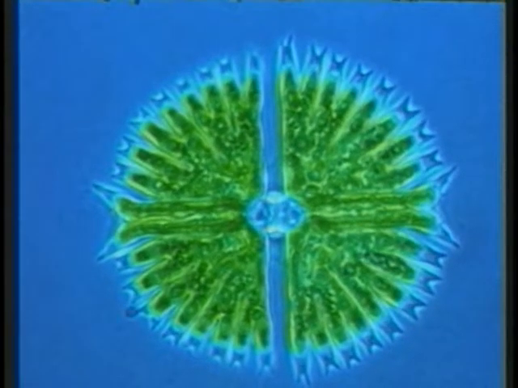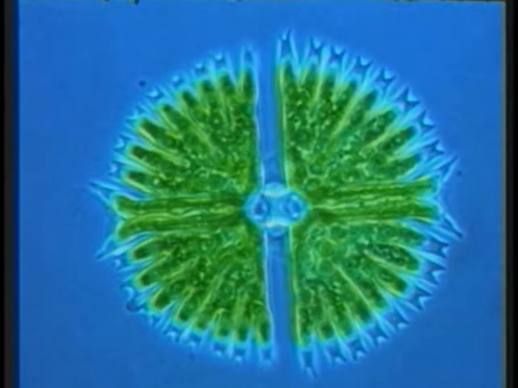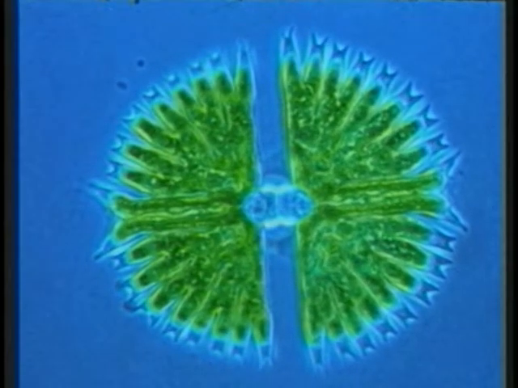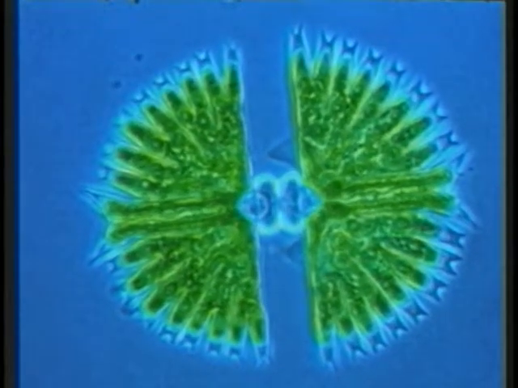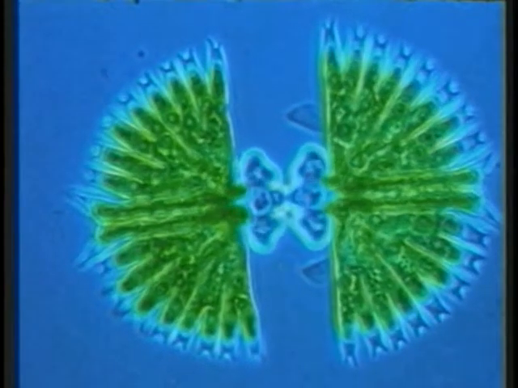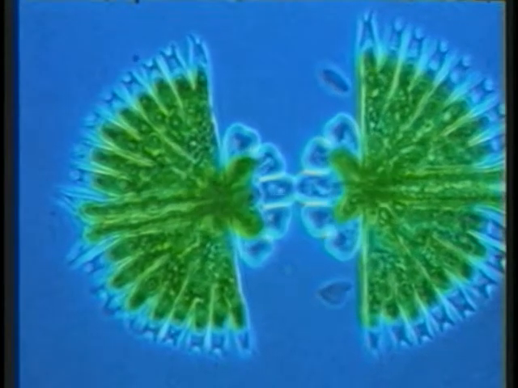This sequence of cytokinesis in the green alga Micrasterias takes place over the course of about 4 hours. This process involves membrane and cell wall formation.